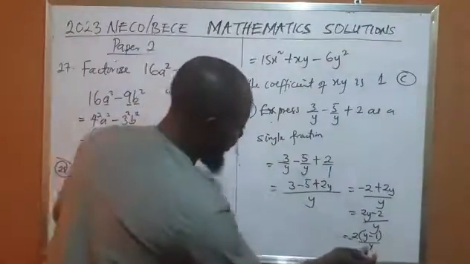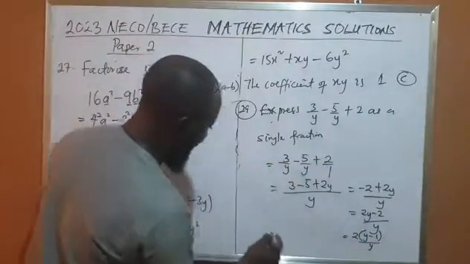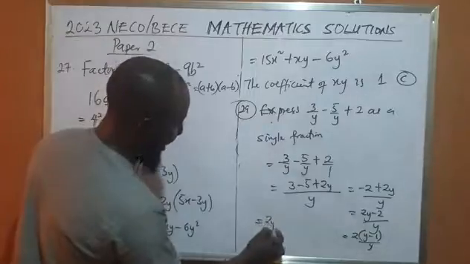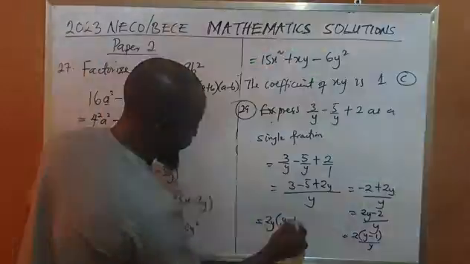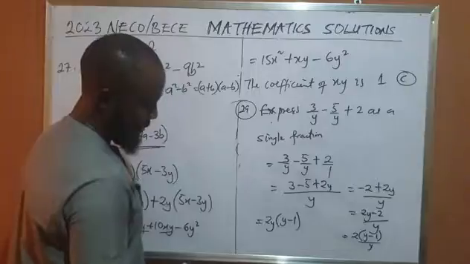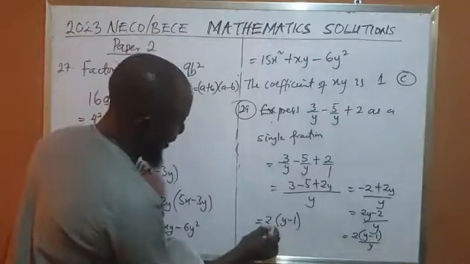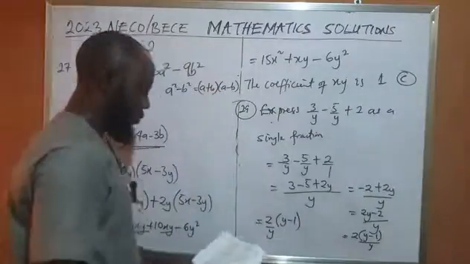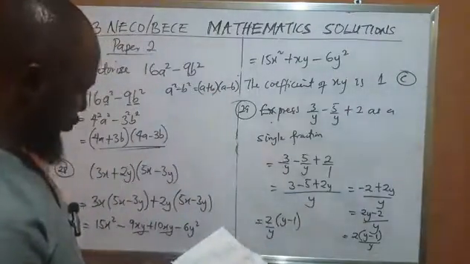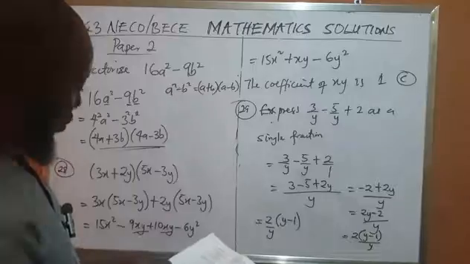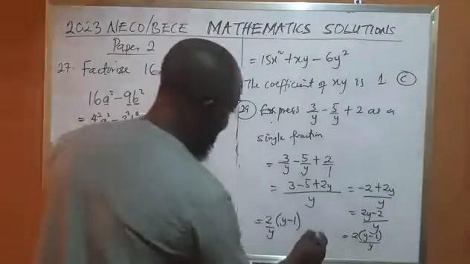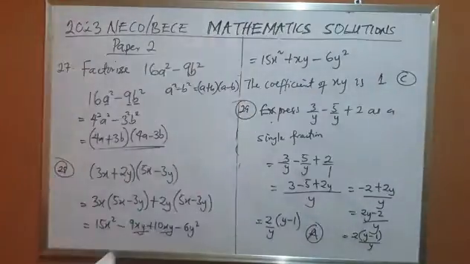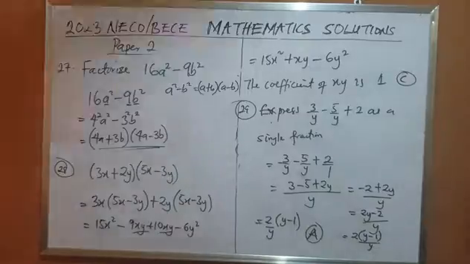So let's bring out this y and put it under it. It's going to give us 2y into bracket of y minus 1. You see the same thing: 2 over y multiplied by y minus 1. That is option A. Is this clear? Alright, so we'll move to question 30 now.